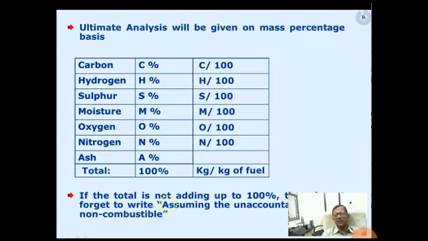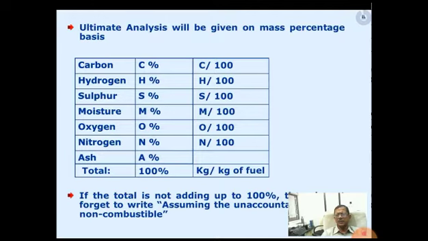Once you have written this, assuming the unaccountable part as non-combustible, you don't have to worry about rounding this off to 100. Whatever is there, you just get the fraction analysis. And you don't need to change the ash, because in our combustion calculation we don't actually need the ash percentage.